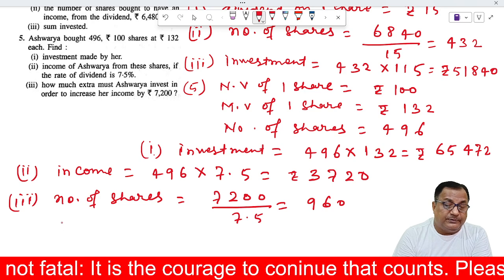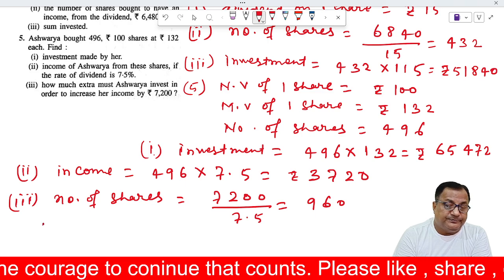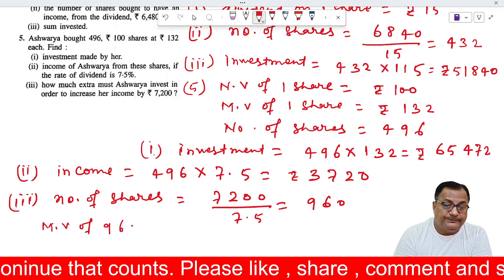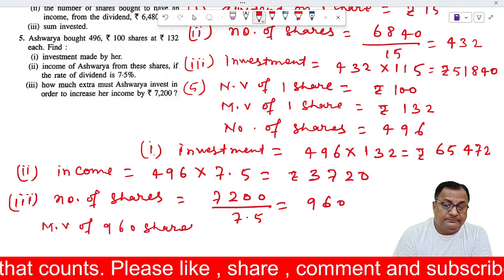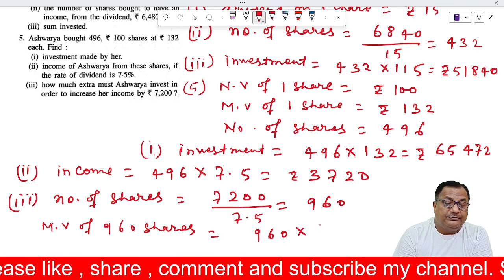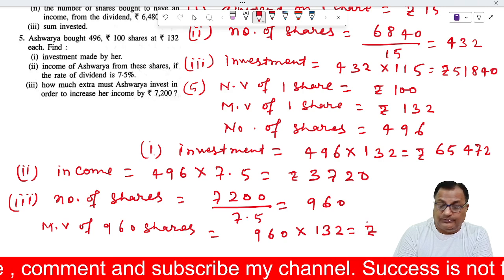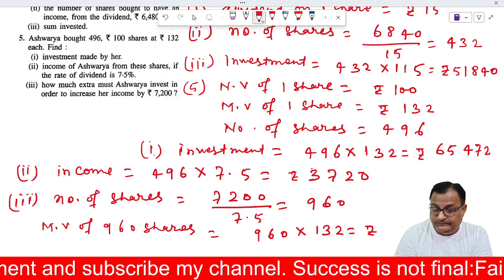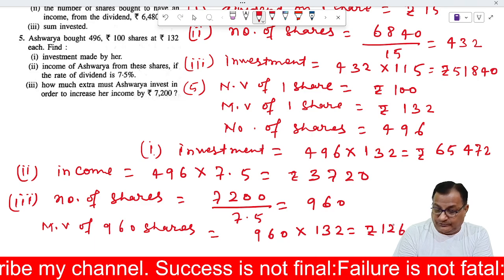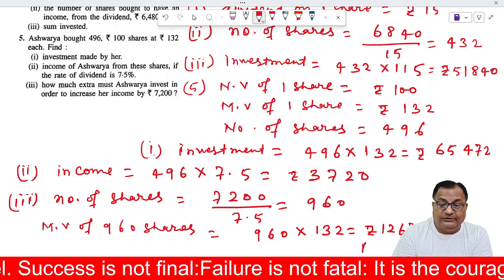So the investment cost of this: market value of 960 shares is equal to 960 multiplied by 132. So we'll get rupees 126,720. This is the answer.